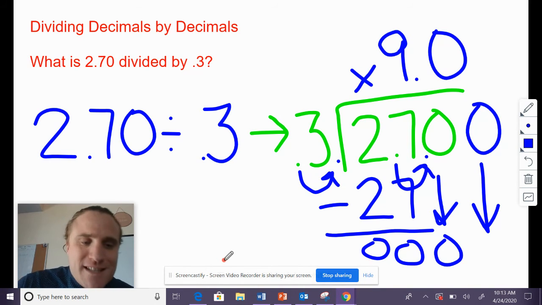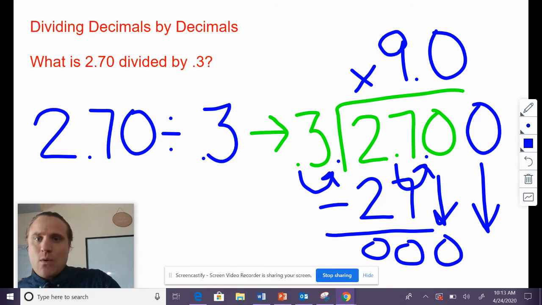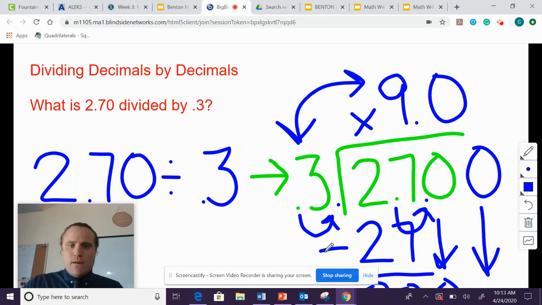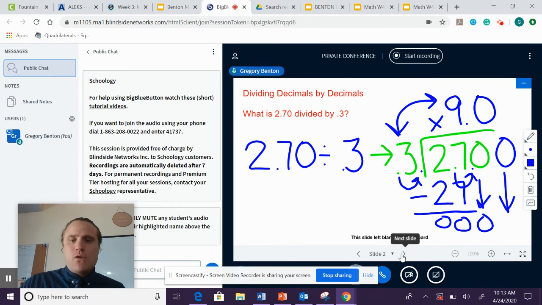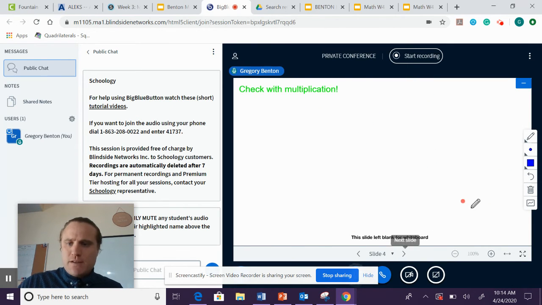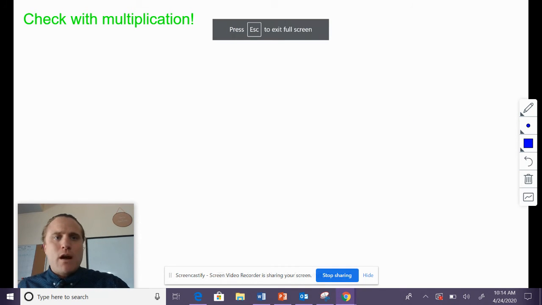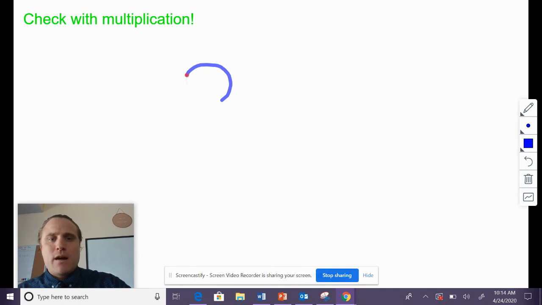Now we can always check our answers by multiplying. When we divide, we should always check our answers with multiplication. See, I even have this beautiful slide ready to rock. Check with multiplication.